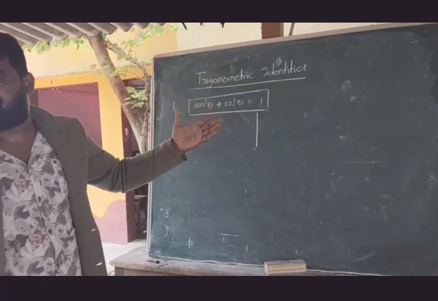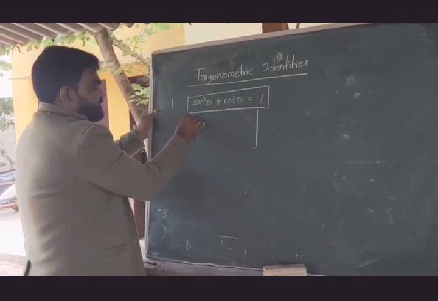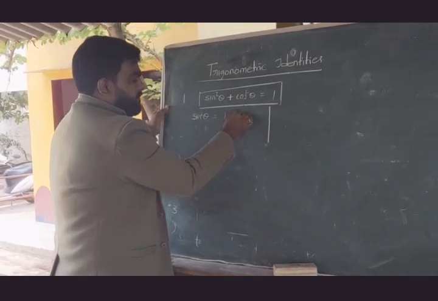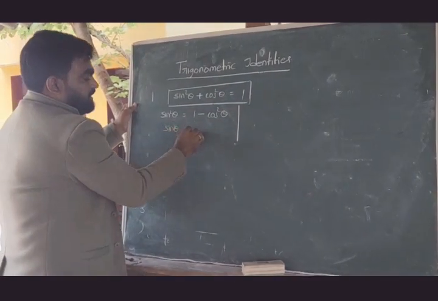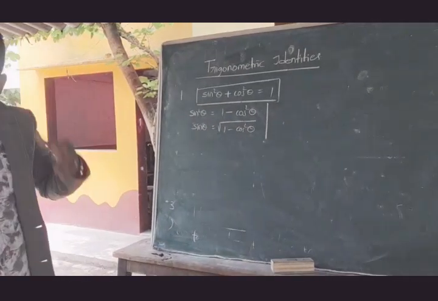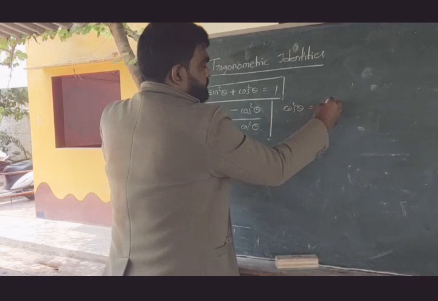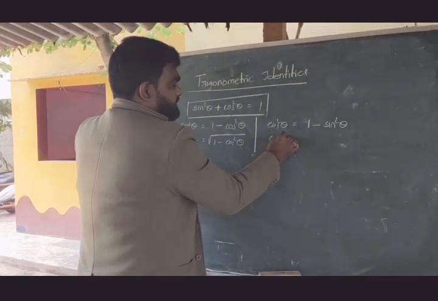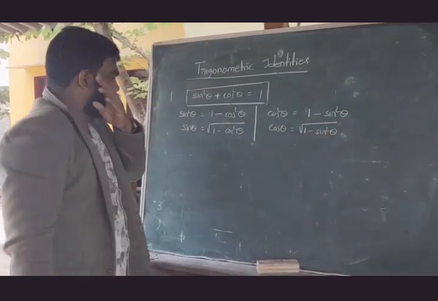So by using this, we can derive two more formulas. Sin square theta is equal to 1, by transposing this, we get minus cos square theta. Sin theta is equal to root over 1 minus cos square theta. Clear? Similarly, cos square theta is equal to 1 minus sin square theta, and cos theta is equal to root over 1 minus sin square theta.